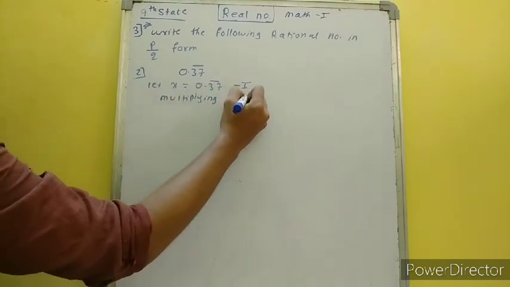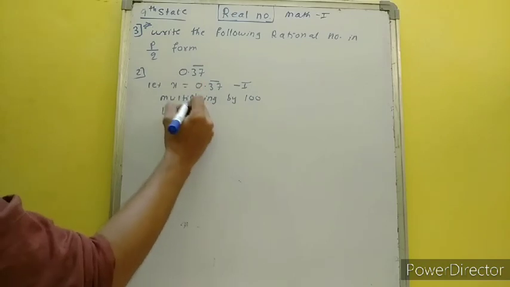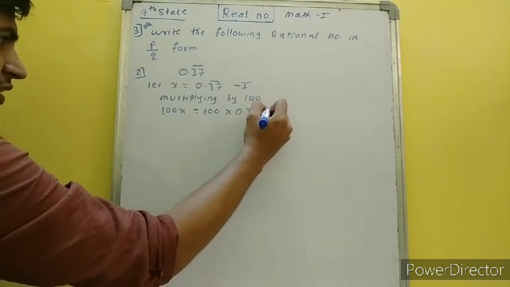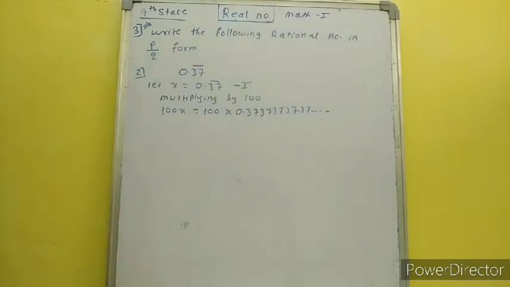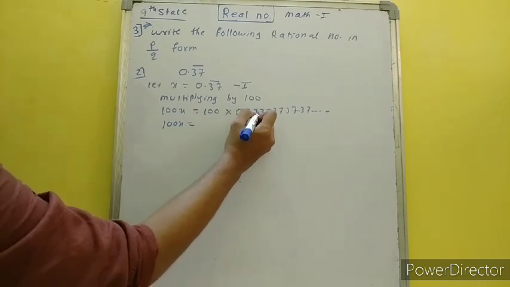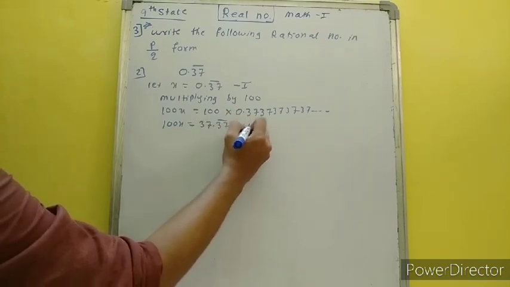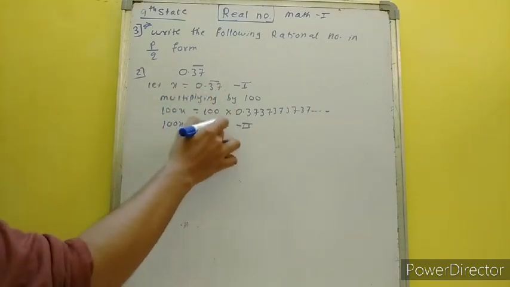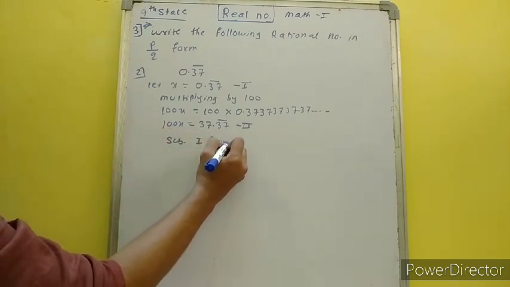Multiplying by 100, it is 100 into x. And when I multiply this by 100, it is 100 into 0.37373737 and so on. 100x as it is, but when I multiply by 100, the point will get shifted, that is 37.37 recurring. This is equation number 2. If you observe 1 and 2, we have 37 repeating after the decimal point. So subtracting 1 from 2.